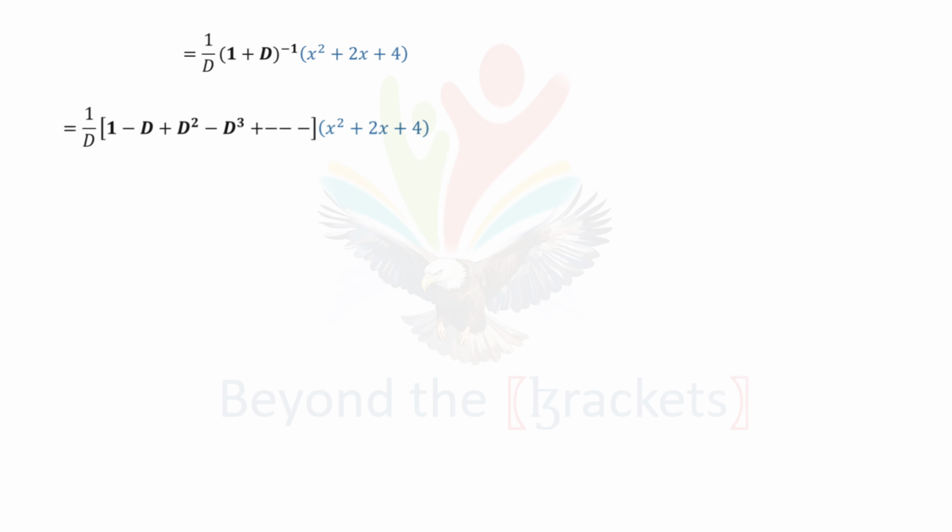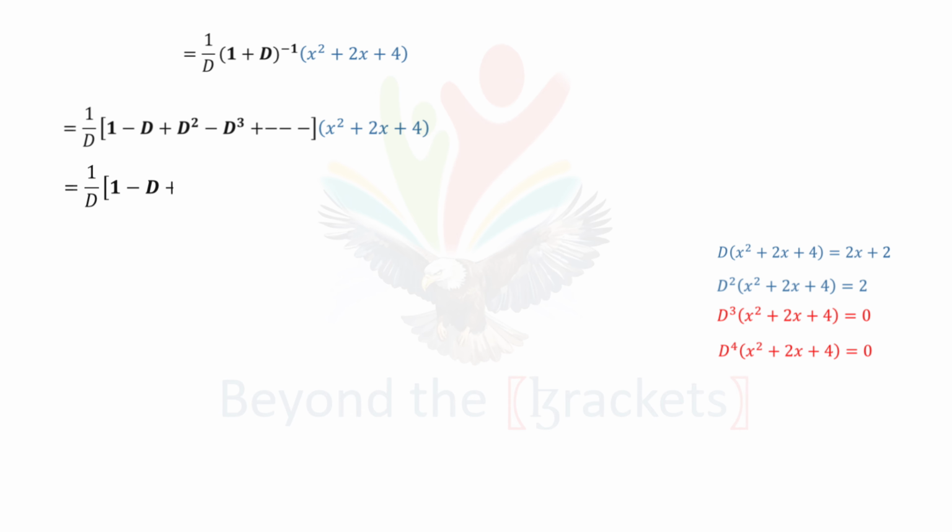We have x square plus 2x plus 4 on the right hand side. Differentiating this, we get 2x plus 2. Applying d square, we get 2, and applying d cube, we get 0, and all the higher order derivatives become 0. So for x square plus 2x plus 4, we only get non-zero terms up to d square. While expanding the formula, we keep terms only up to d square. So the expansion is simplified to (1 minus d plus d square) into x square plus 2x plus 4.